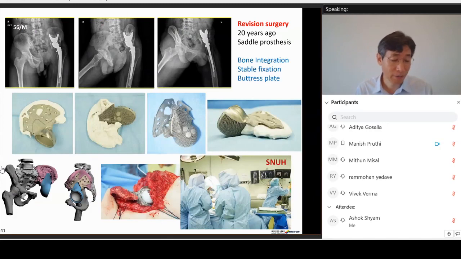This patient had pelvic surgery with an acetabular prosthesis 20 years ago and showed prosthesis migration and difficulty sitting due to hip flexion. The 3D printing revision implant let him walk well with restoration of hip motion.